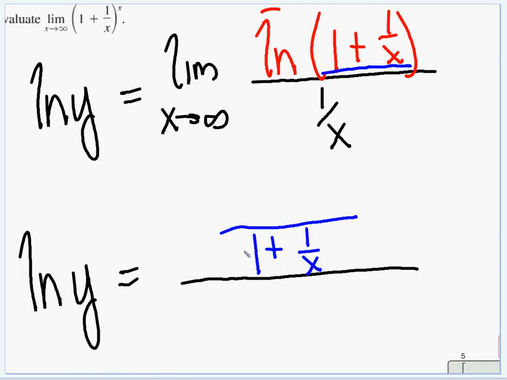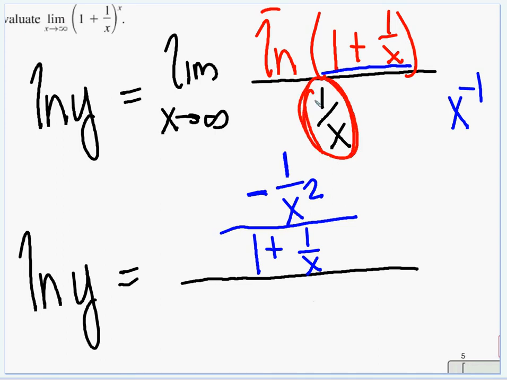And what is the derivative of that? Well, the 1 over x, that's x to the negative 1. And if we derive x to the negative 1, we get negative 1 x to the negative 2. So it's going to be negative 1 over x squared. Now, in red, down here in the denominator, if I derive 1 over x, that's x to the negative 1, that becomes the same negative 1 over x squared.